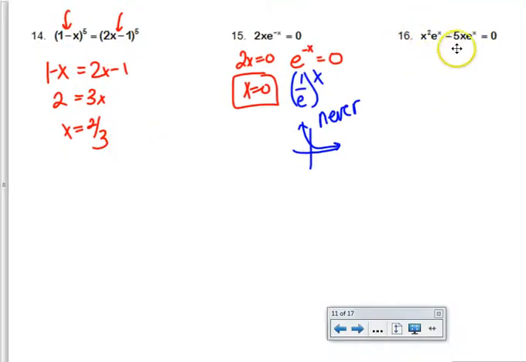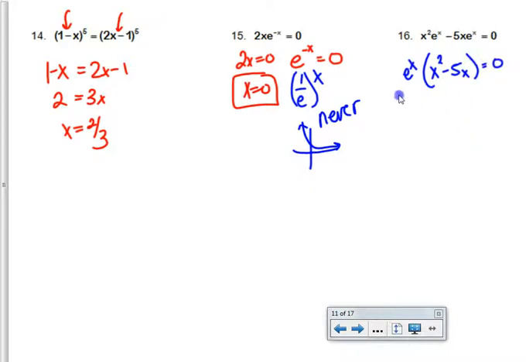And then here, we have a similar problem. I think we have a common factor of e to the x that I could take out, leaving me with x squared minus 5x equals 0.